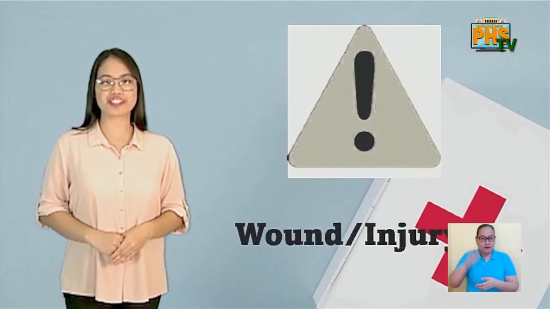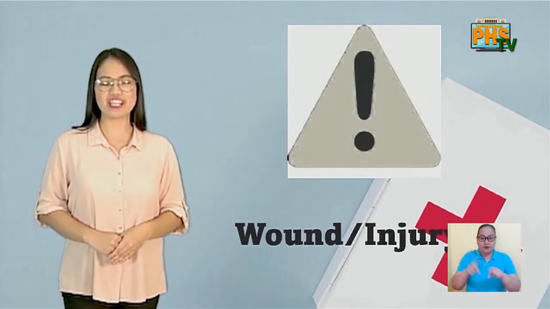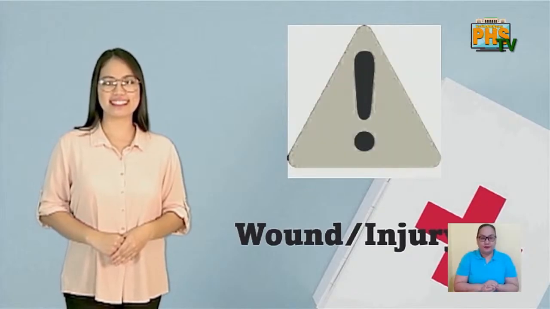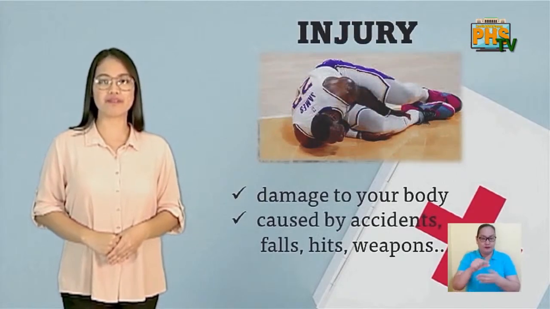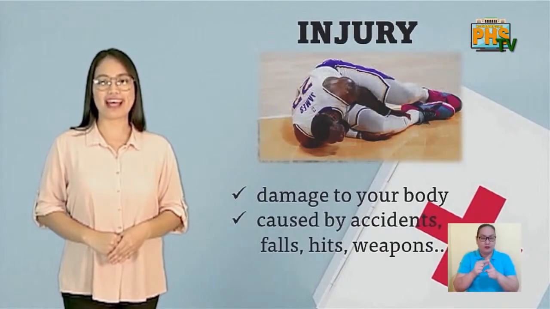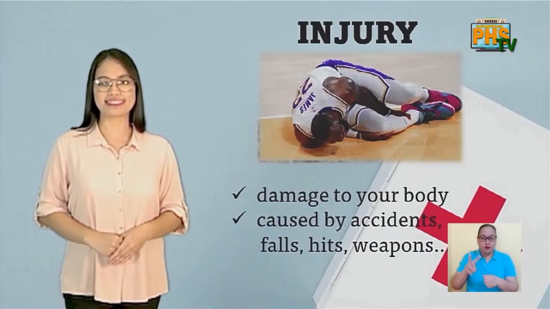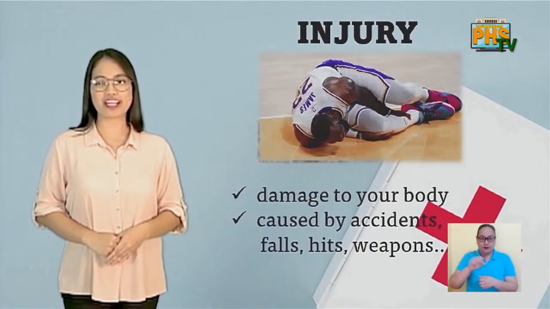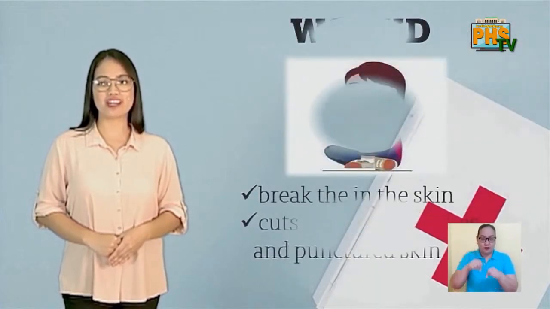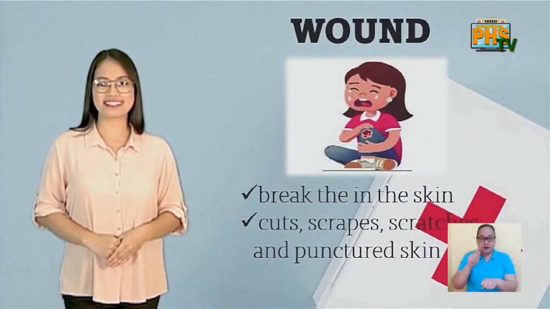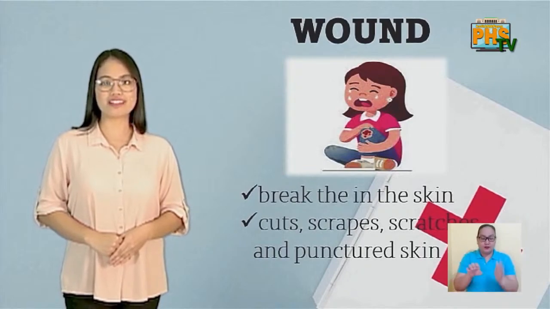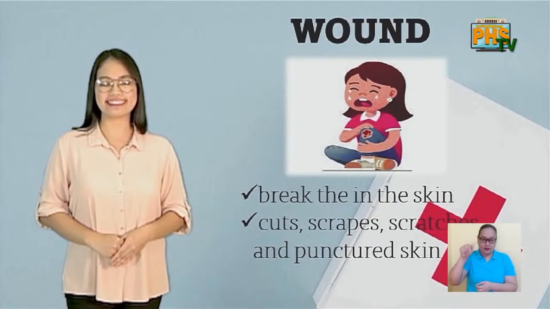Before you apply first aid, you must first know the difference between a wound and an injury. An injury is damage to your body. It is a general term that refers to harm caused by accidents, falls, hits, weapons, and more. Wounds are injuries that include a break in the skin or other body tissues. Examples of this are cuts, scrapes, scratches, and punctured skin.